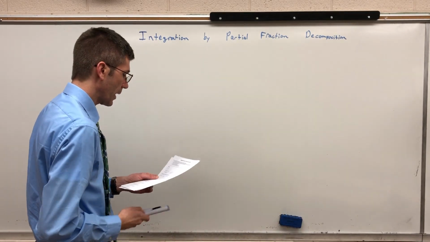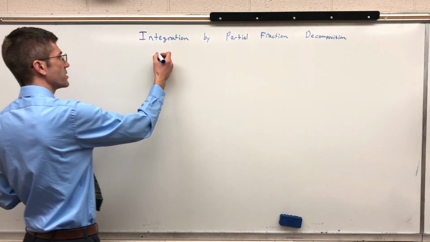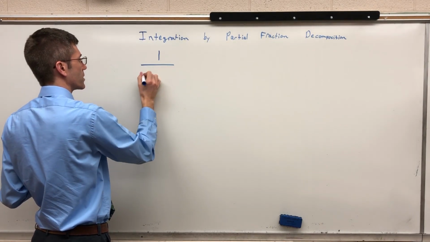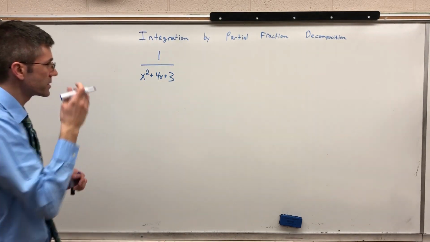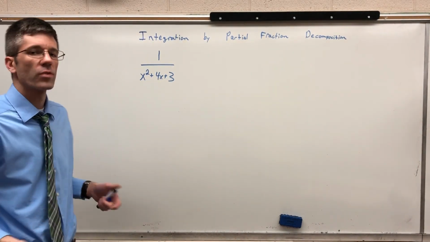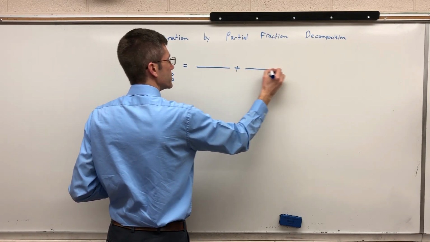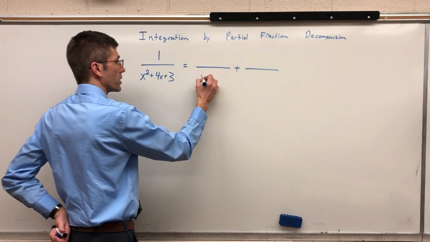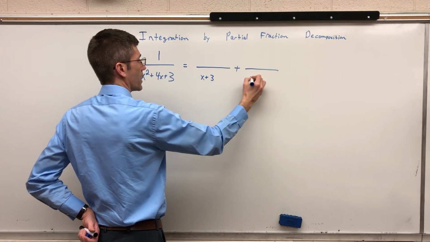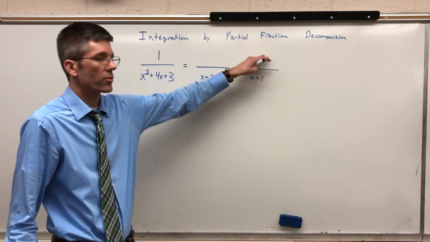Let's see. I'm going to find the partial fraction decomposition for this. Let's suppose someone gave you this one right here, and they said, hey, I want to break this down into two fractions. Well, what two fractions would they be? Well, I'll tell you what two fractions they'd be. Maybe that and that. Well, that was vague. Well, this does factor. It's going to be x plus 3 and x plus 1. And I don't know what's up here and I don't know what's up here.